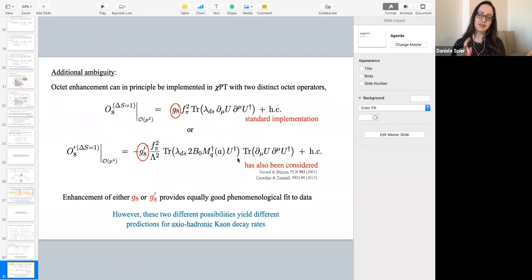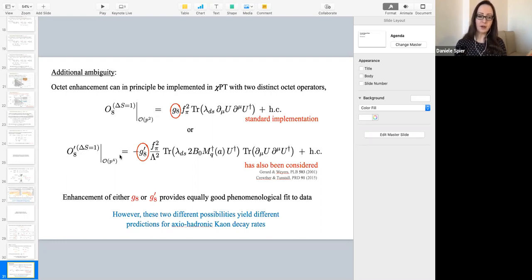Okay, all right. Now, there is one more thing that I'd like to say, and I don't know how controversial this statement will be with you guys. From my perspective, the way that one implements octet enhancement in chiral perturbation theory is ambiguous. And some people dispute that statement. It's ambiguous because, in principle, there are two operators that you can enhance to parametrize octet enhancement. The first possibility is the standard implementation, via this operator that is shown here, that comes at first order in chiral perturbation theory, so order p squared.